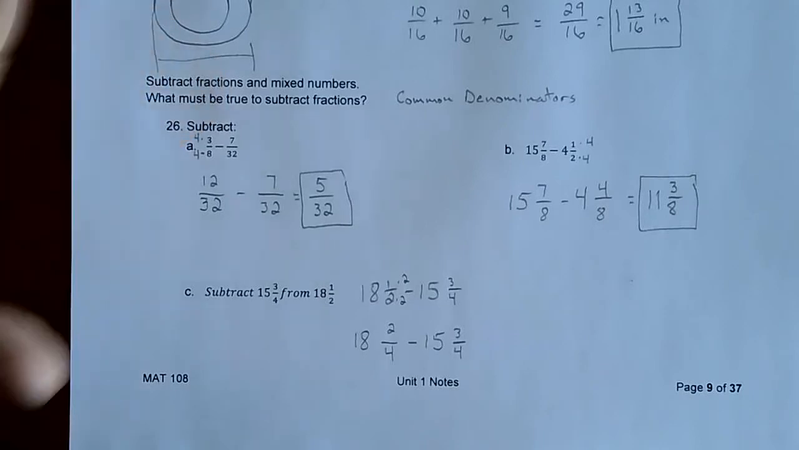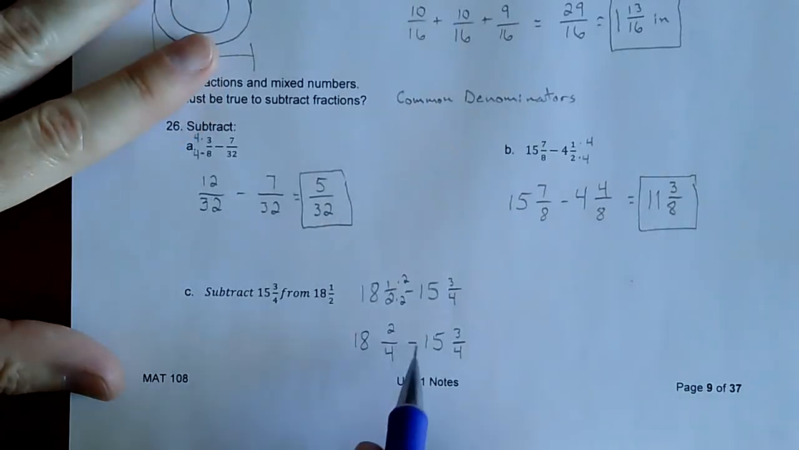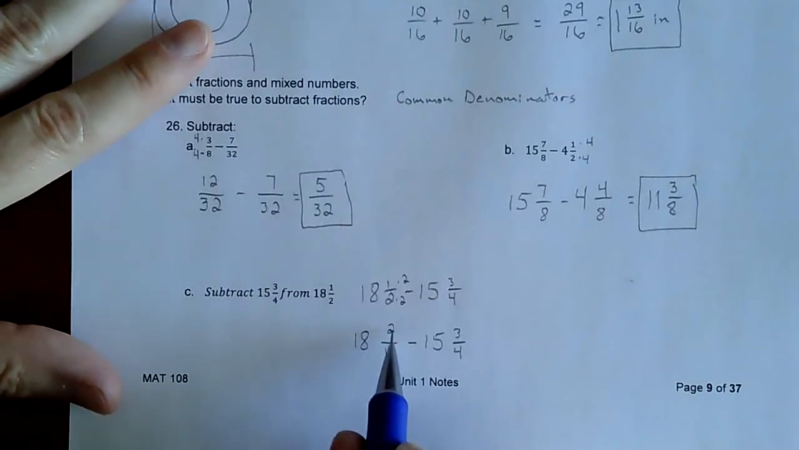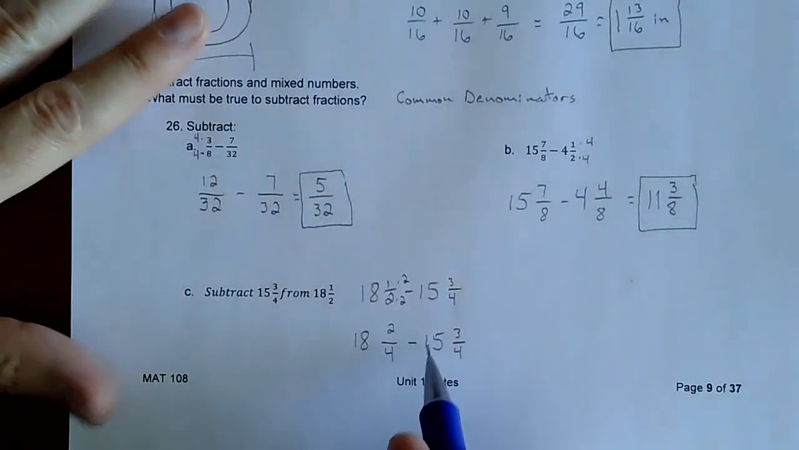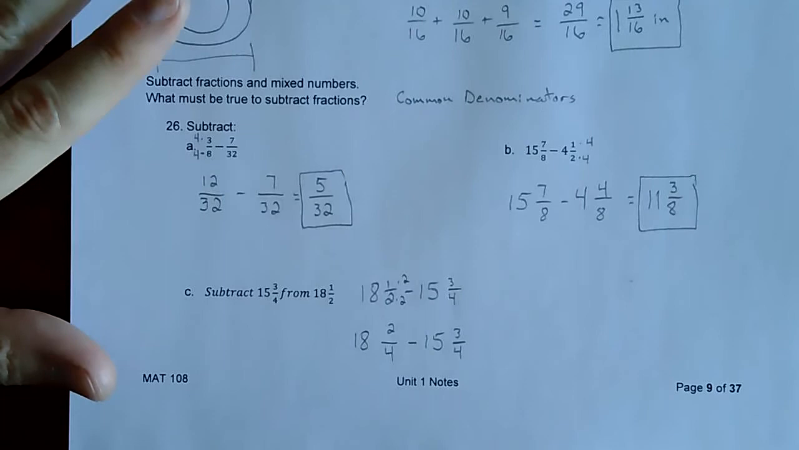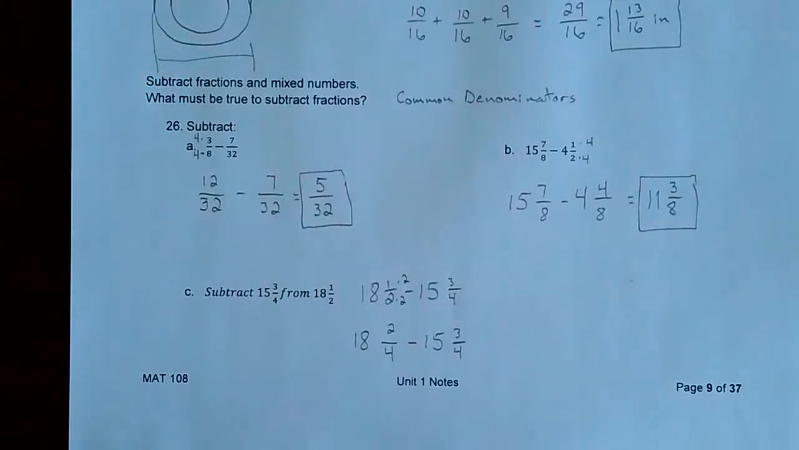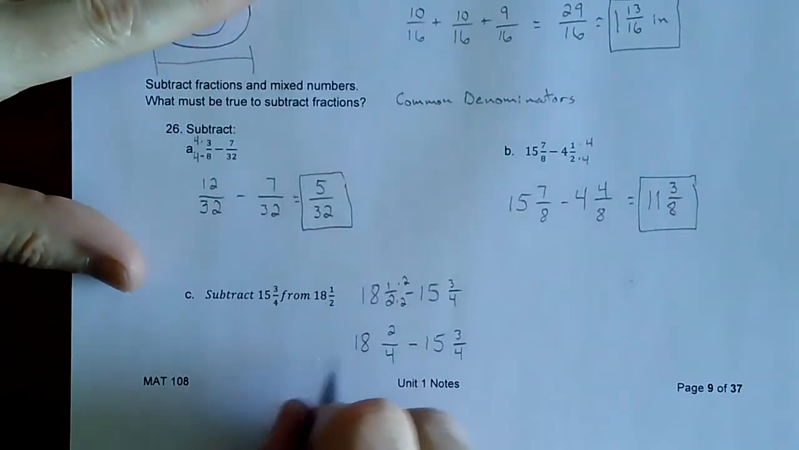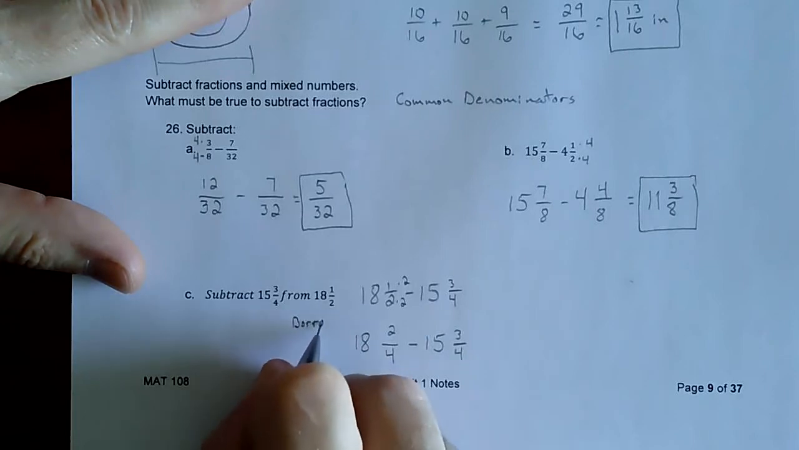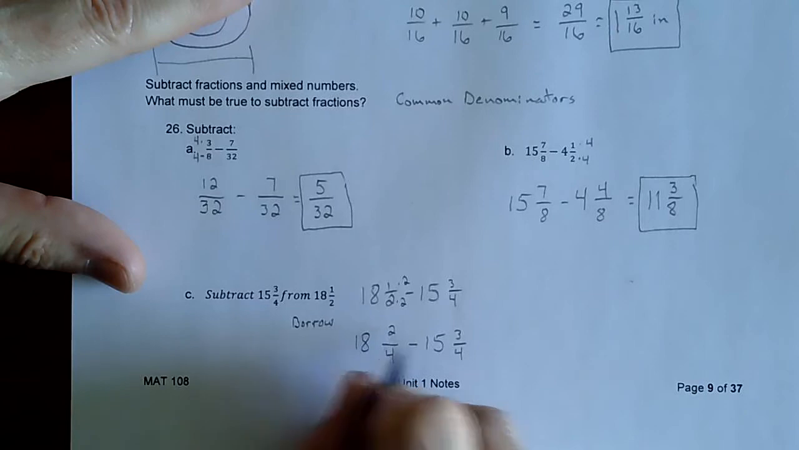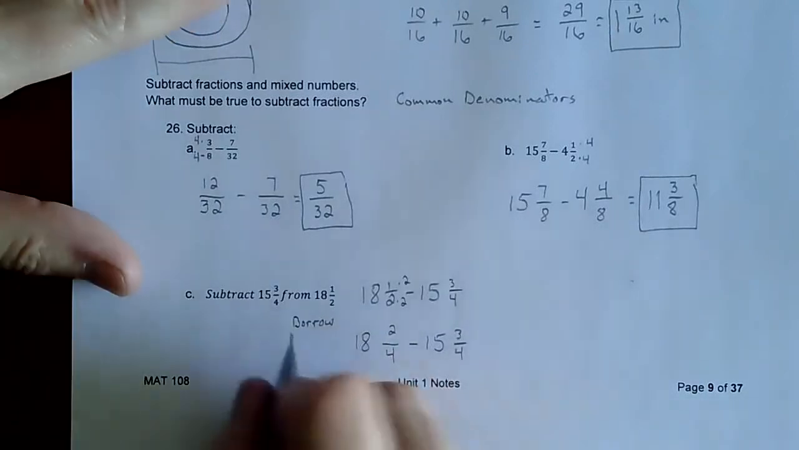Okay, but here's the problem. 18 is definitely bigger than 15, so we shouldn't get a negative answer. 2 minus 3 would give us a -1. That doesn't make any sense because 18 is bigger than 15 as a whole, so there's no chance we should get a negative. What you need to do is borrow. We need to make the first fraction bigger than 3, and that is done by borrowing.